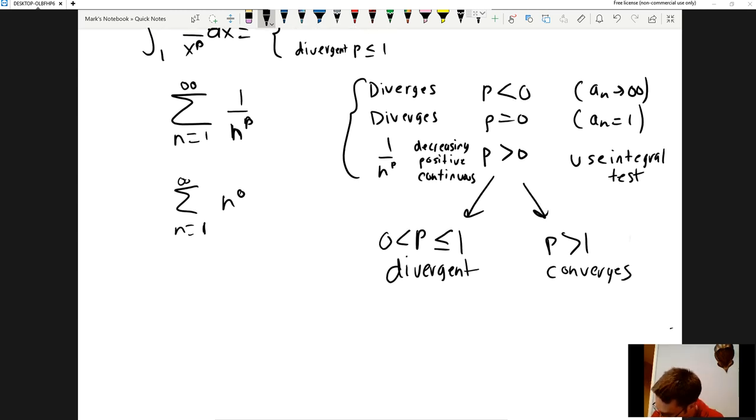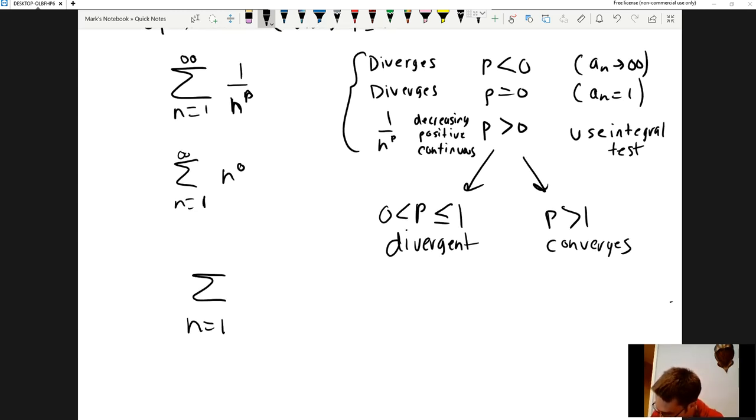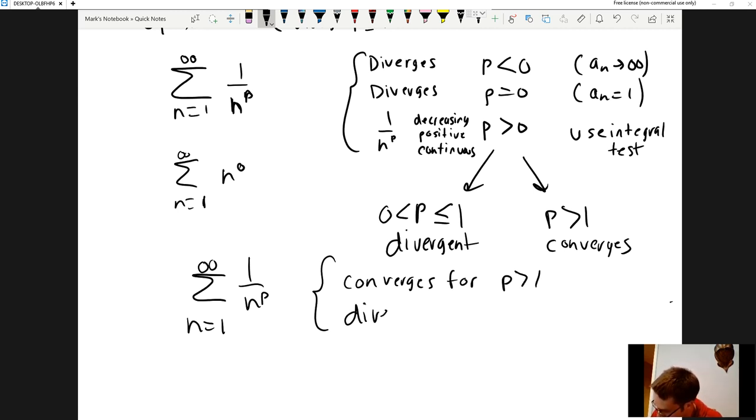Okay, so to summarize, the sum from n equals 1 to infinity of 1 over n to the p converges for p greater than 1, and it diverges otherwise, for p less than or equal to 1. And we did that by applying the integral test and the nth term test. All right?